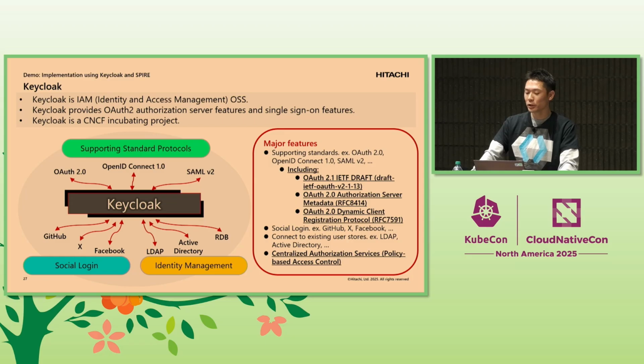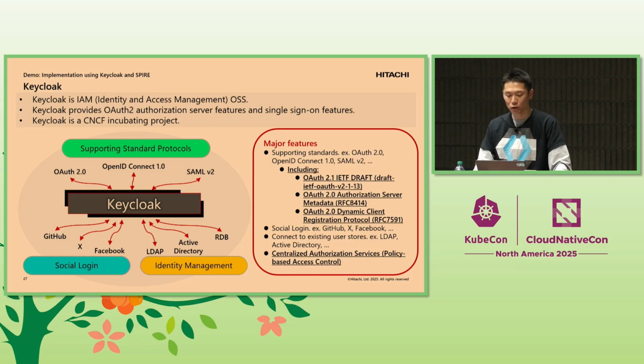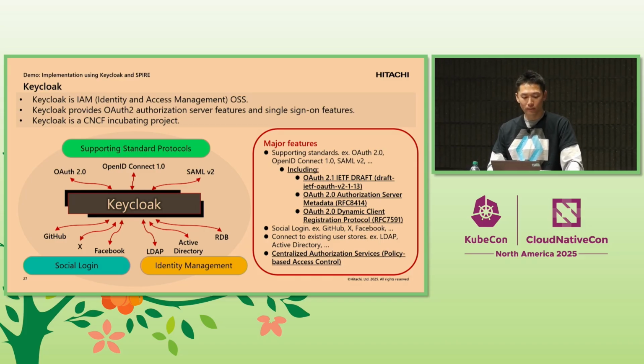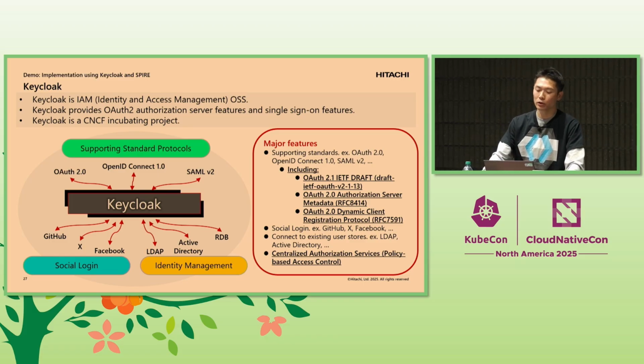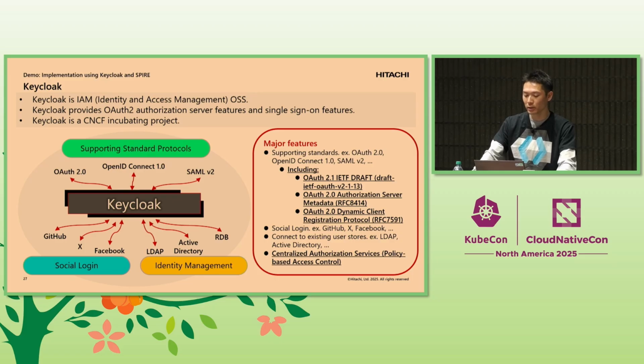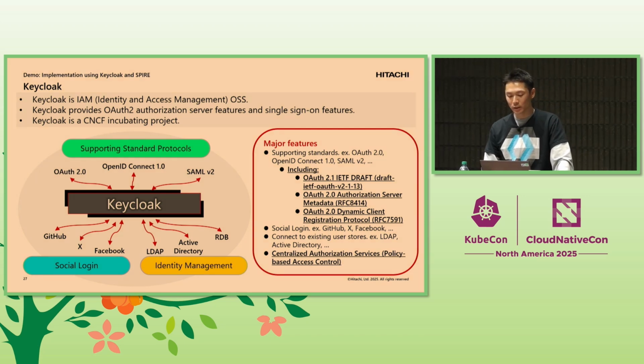Keycloak's major features include support for industry standards such as OAuth 2.0, OpenID Connect 1.0, SAML v2, and more. This also covers specifications referenced by MCP, including OAuth 2.1, OAuth 2.0 authorization server metadata, and dynamic client registration protocol. In addition, Keycloak can act as a central authorization service, or PDP, enabling policy-based access control.